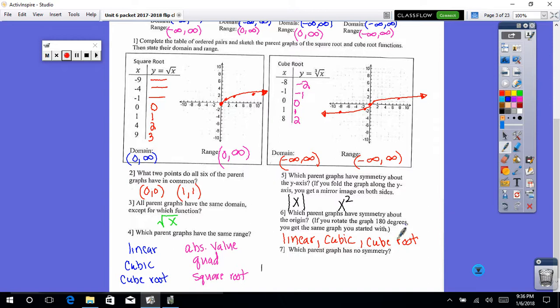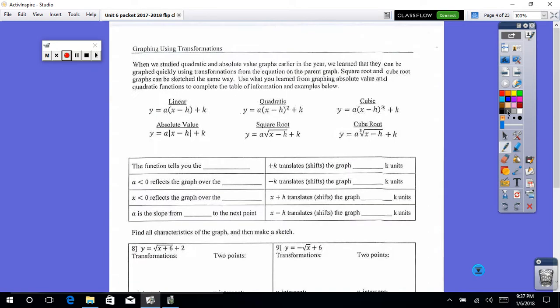And then our poor, lonely square root function that has no symmetry whatsoever. Okay? Alright, flip it over and let's start moving some of these guys.